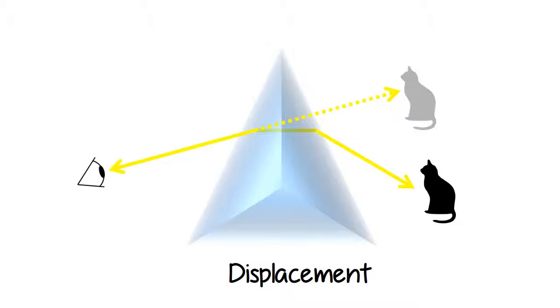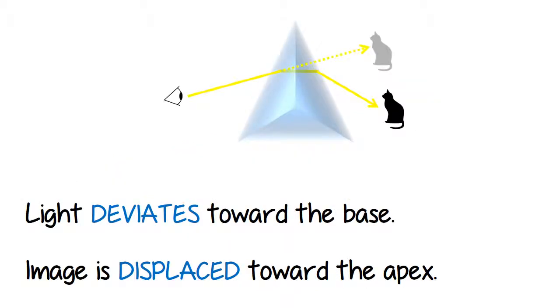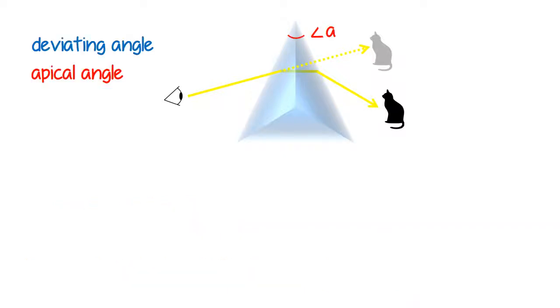That's called displacement. The object is on the ground, but the image is displaced towards the apex of the prism. It is a virtual image. So light deviates towards the base, images are displaced towards the apex.